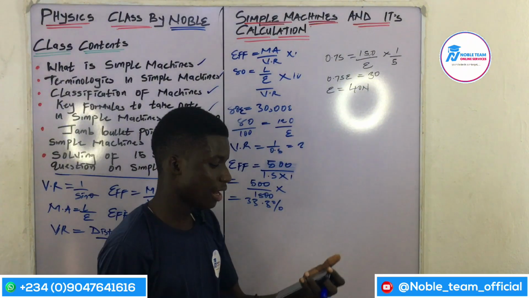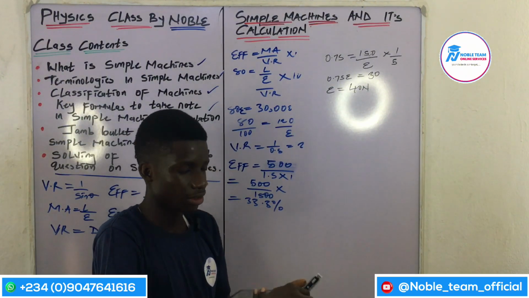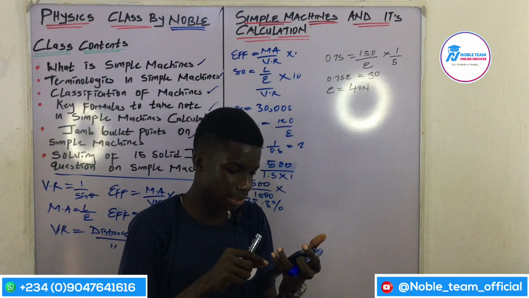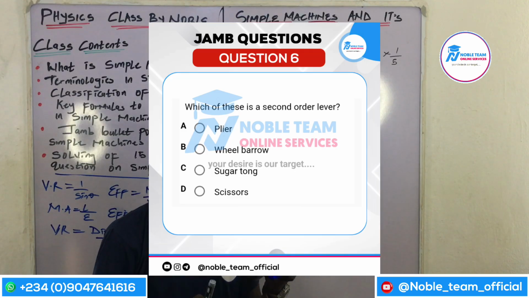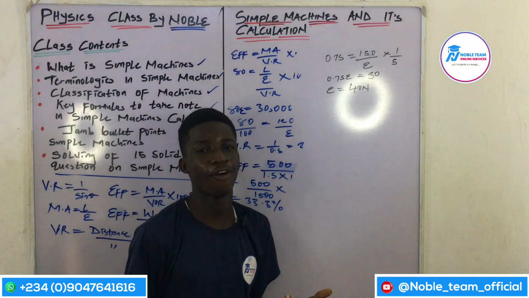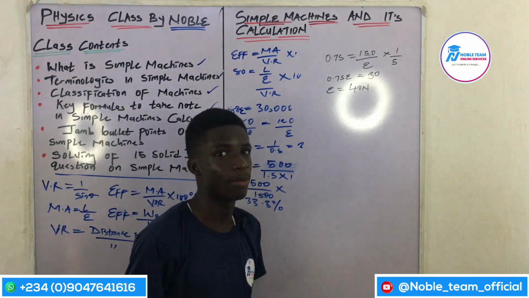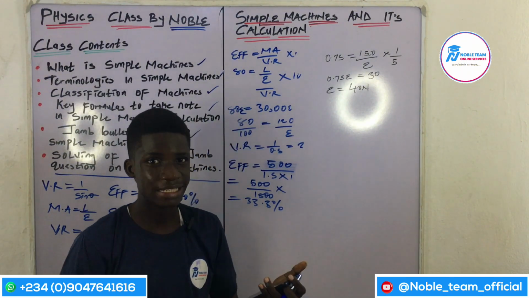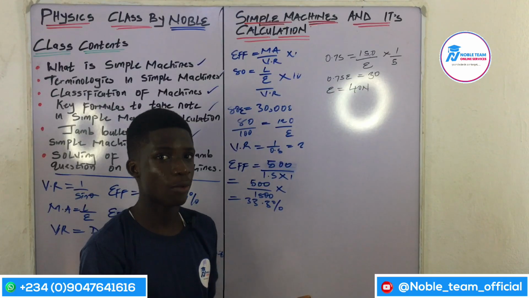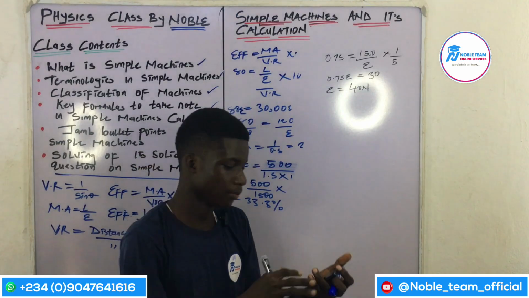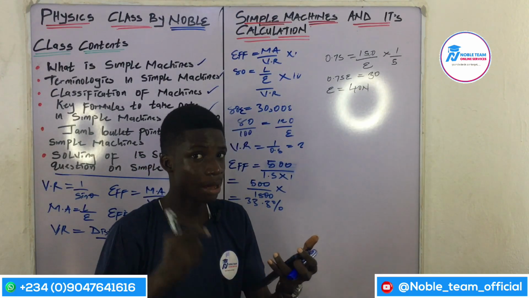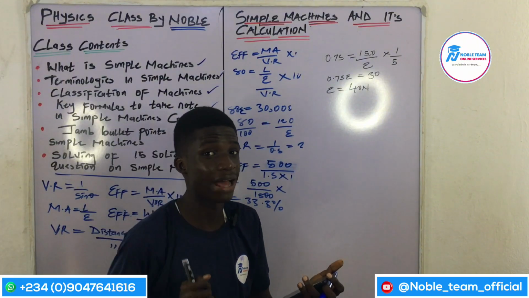Do you understand now? Now, let's solve question 6. Question 6 says, which of these is a second order lever? So this one, I don't need to say the answer. All you have to do for me is just give it to me inside the comment box. I don't need to explain this again because I have explained it when I was explaining classes of levers. Now let's look into question 7. Remember, don't forget to submit my assignments.